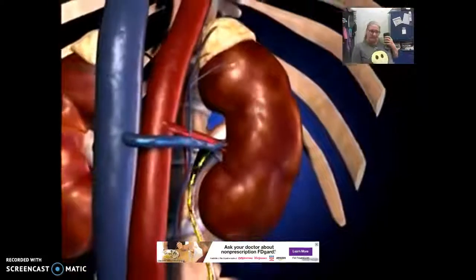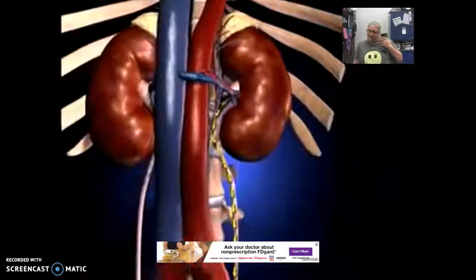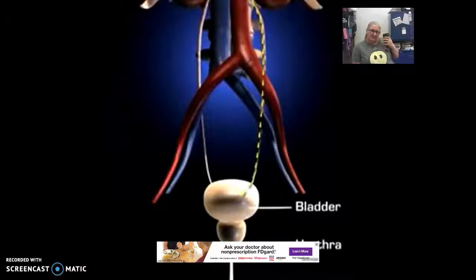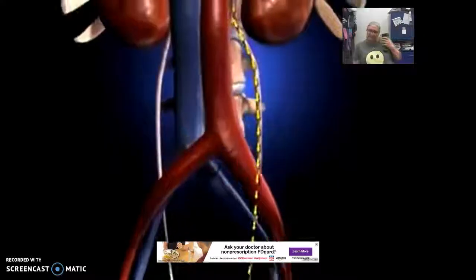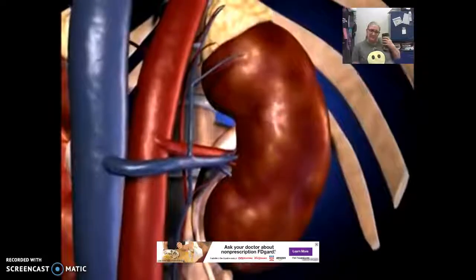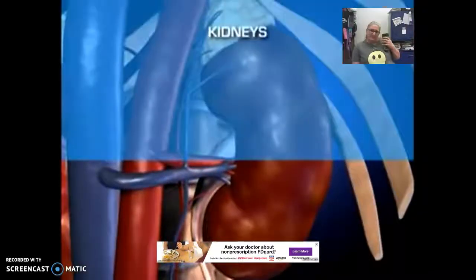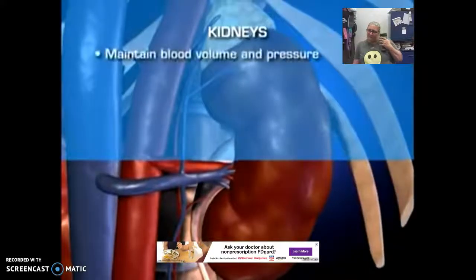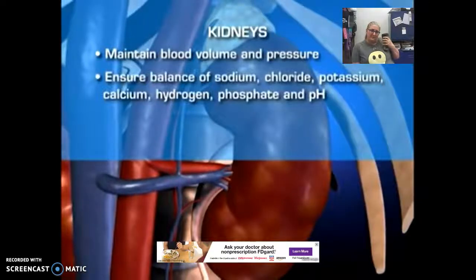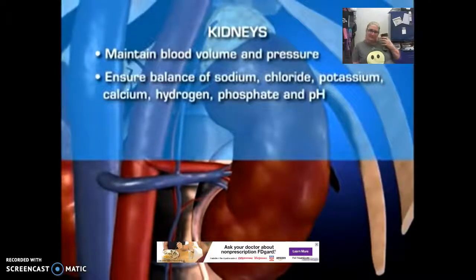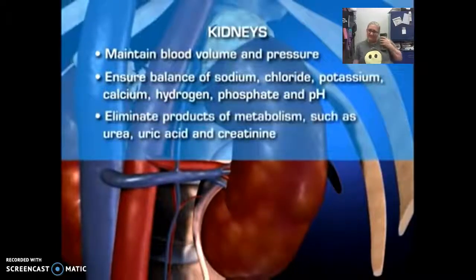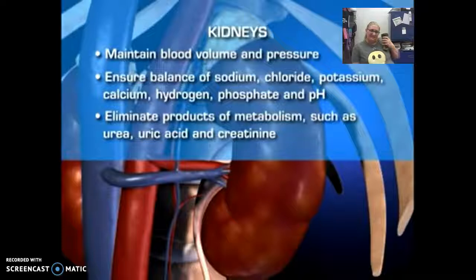Substances that are unneeded or are present in excess are filtered out of the blood and form into urine, moving via the ureter into the bladder before being expelled through the urethra. The kidneys also selectively reabsorb those substances that are needed to maintain the normal composition of the blood. By adjusting blood composition, the kidneys are able to maintain blood volume and pressure, ensure the proper balance of sodium, chloride, potassium, calcium, hydrogen, phosphate, and pH, and eliminate products of metabolism such as urea, uric acid, and creatinine.